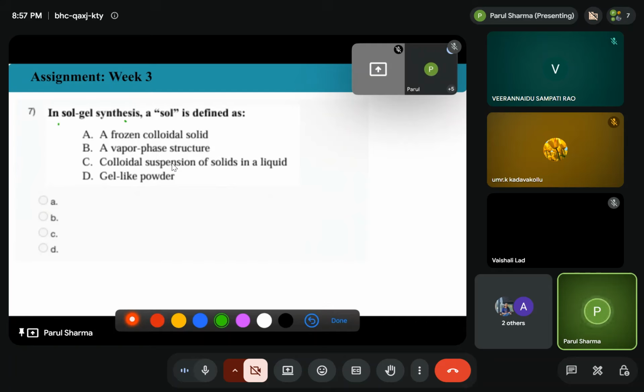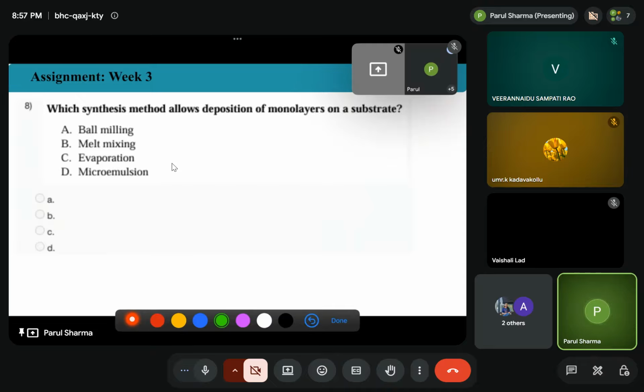In sol-gel synthesis, a sol is defined as a colloidal suspension of solids in a liquid. So the correct answer is C. We have studied all of this.